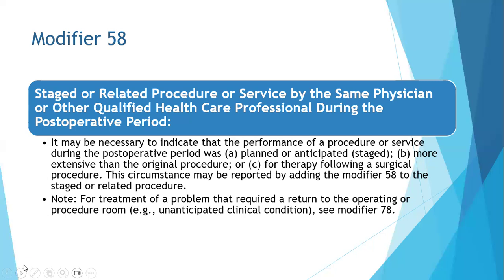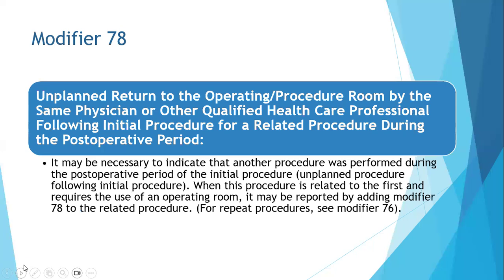Yes, ma'am. Okay, great. So I'm going to go ahead and move on to 78. Remember, if y'all have other questions, feel free to jump in, okay? So modifier 78. We just talked about modifier 58. That's for staged anticipated procedures. They already know this patient is going to have to come back. So with a modifier 78, this is when it's unplanned. Now, there's a difference between 78 and 79, and we're going to cover 79 next.